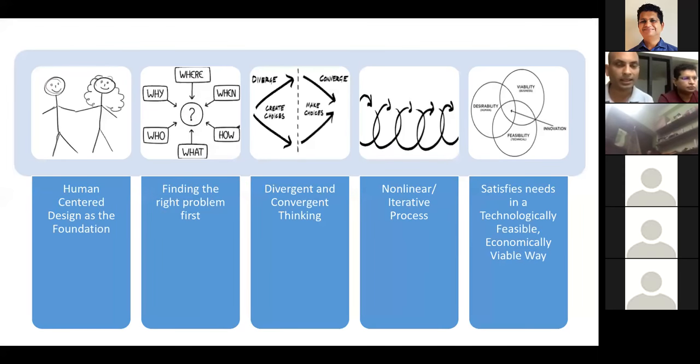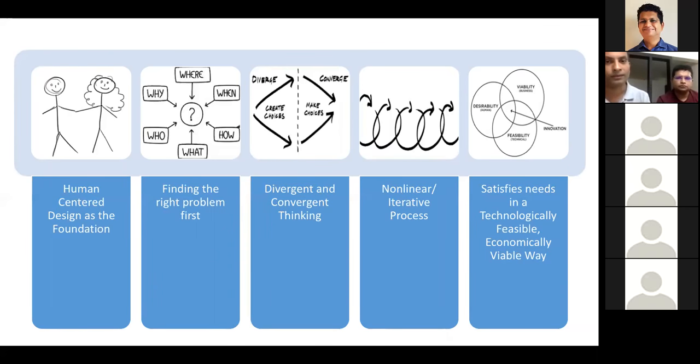The second aspect is finding the right problem first. Why we are saying this is very simple. I talked about my previous example where we were directly jumping to the solution, and we do this most of the time. We think that we know the solution and we directly jump to it. What we are saying is that no, the solution can come later. Understanding the problem and defining the problem is a very, very important step.